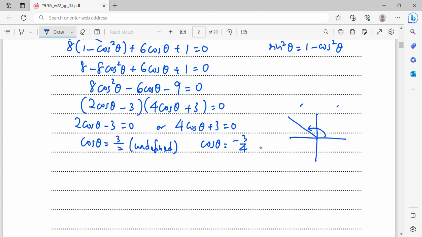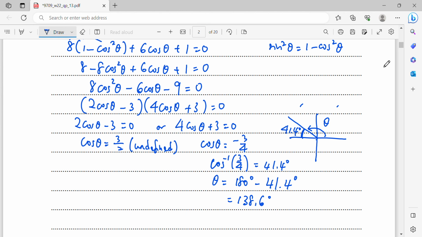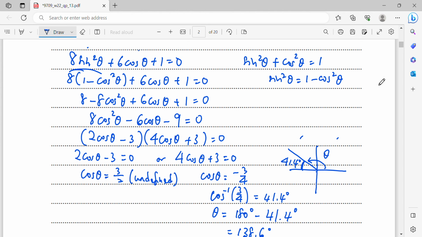Now, if you use the calculator to get the basic angle, you can write inverse cos 3 over 4, it will be 41.4 degrees. Okay, so 41.4 degrees. But now our theta is the major angle. That means your theta is 180 degrees minus 41.4 degrees. And at last, you will be getting 138.6 degrees. So this is the solution for question 1.